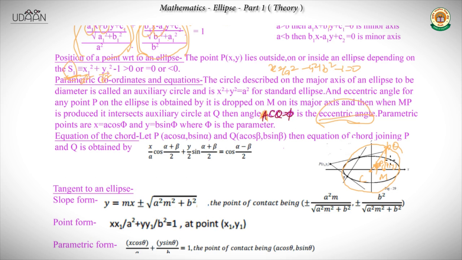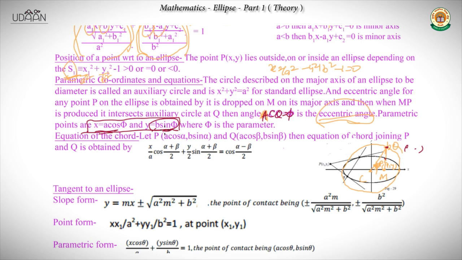Now you know that these points are a cos psi comma b sin psi. From that we'll derive this. The derivation is not required here. You have to remember that for an ellipse it will be a cos psi and b sin psi.